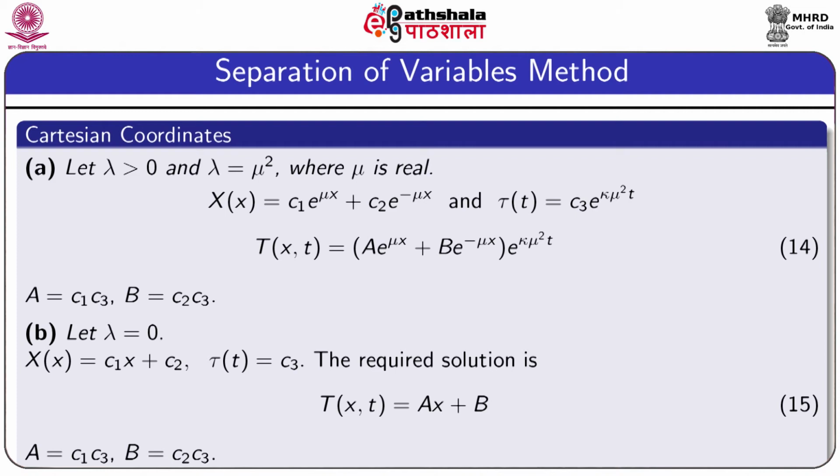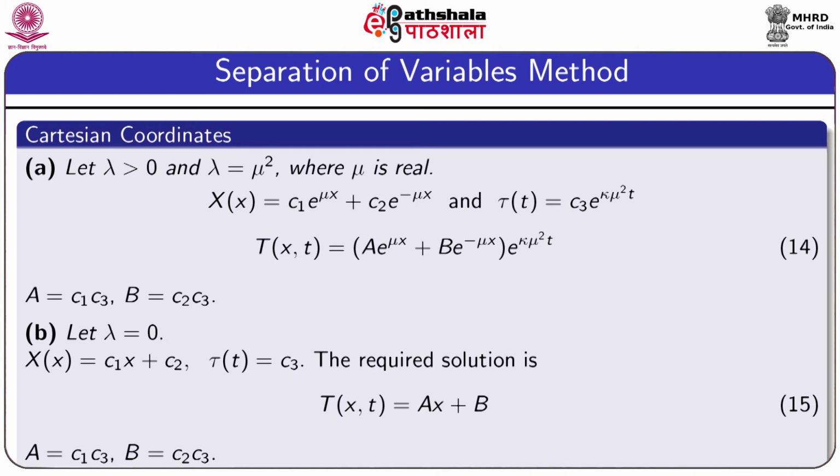So, the solution can be written as X equals C1 e to the power mu x plus C2 e to the power minus mu x, and the solution for tau can be obtained easily as tau(t) equals C3 e to the power kappa mu square t, where C1, C2, C3 are integrating constants.